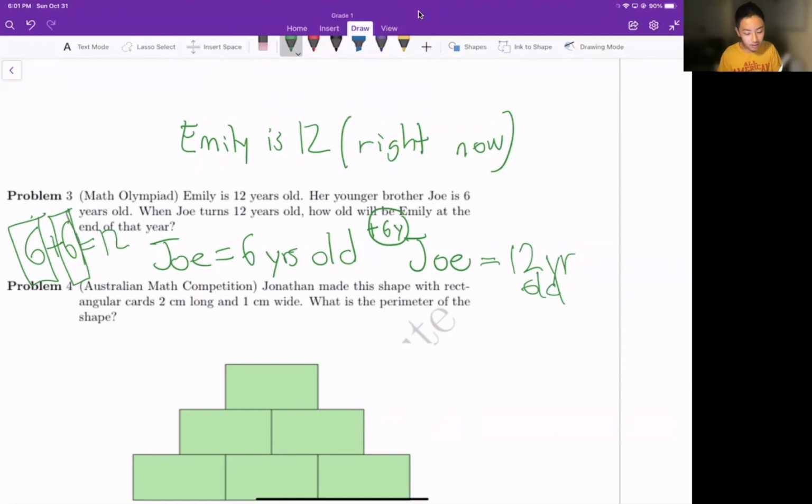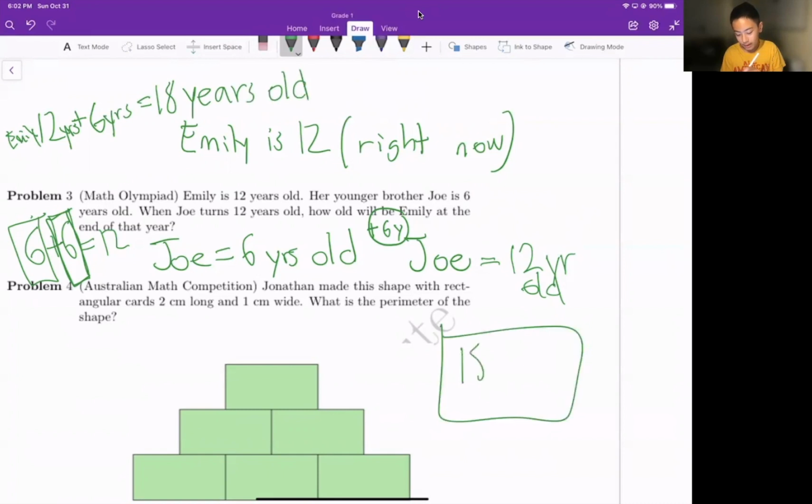And 6 years is also the same time that Emily is growing. So Emily's current age is 12 years old plus the 6 years that Joe grew. So 12 years plus 6 years equals 18 years old. So the answer is 18 years old for Emily.